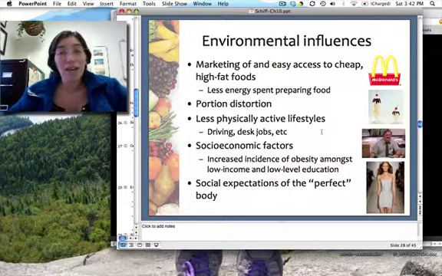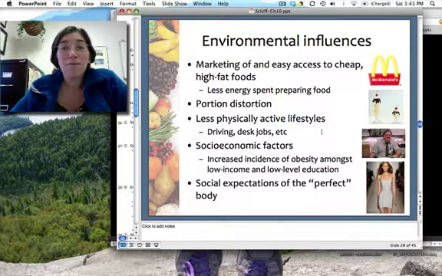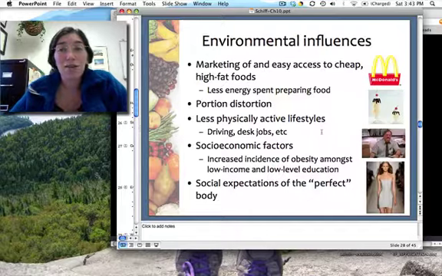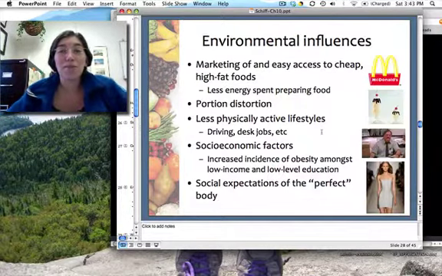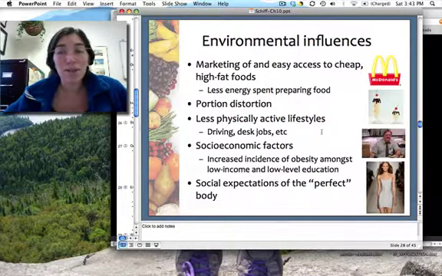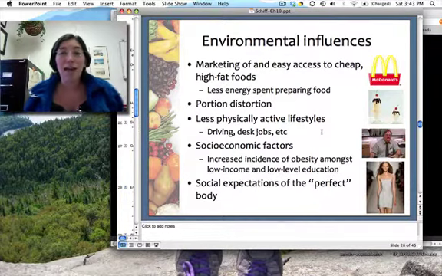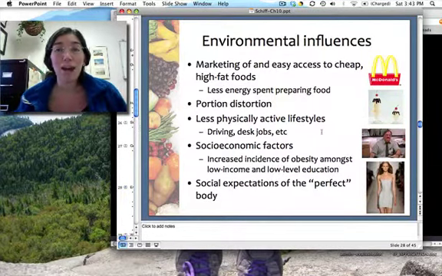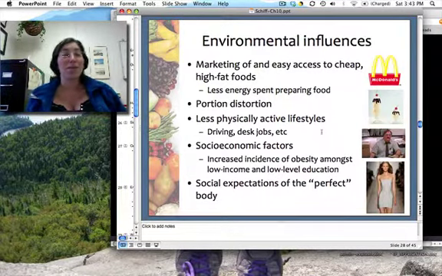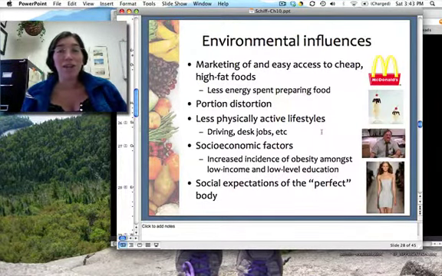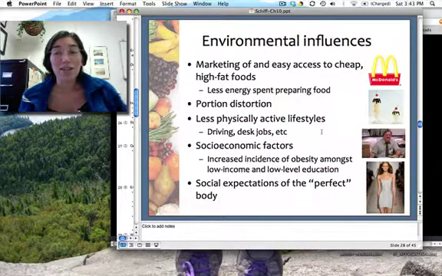We have less physically active lifestyles now than we did 50, 100, 1,000 years ago. Not just in terms of how much exercise we do, but even our jobs and our everyday lives are less physically active. We used to not have cars. People used to have to walk places or ride a horse or a bike. Now we get in a car and we sit and we drive places.